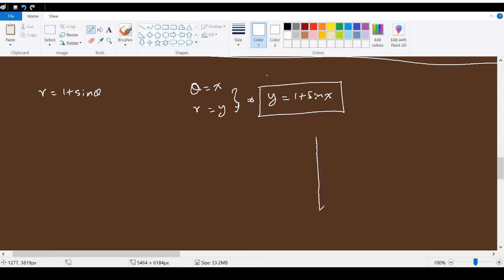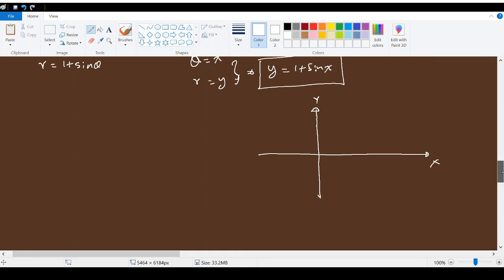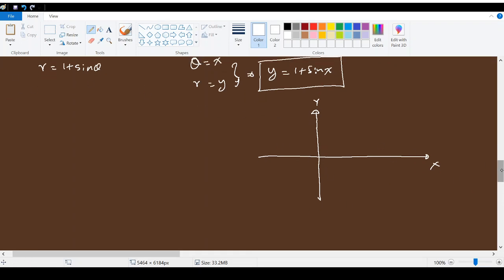So if we plot the two curves in the Cartesian system, now remember this should originally be drawn in the polar coordinate system, so that has nothing to do with this one, but still we are going to draw this equation in the Cartesian system, and then I will explain how we are going to relate the two curves. So now first let's focus on drawing this curve y equals 1 plus sin x in the Cartesian coordinate system.